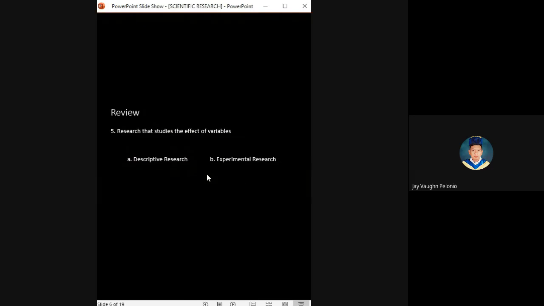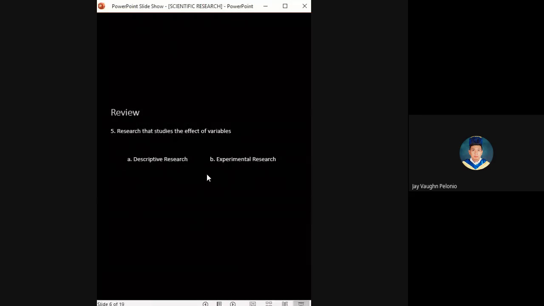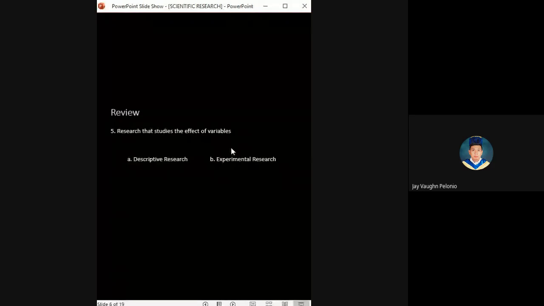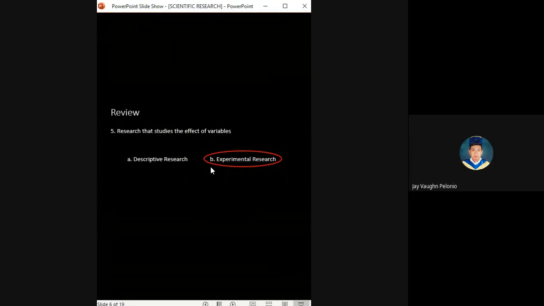The last question, research that studies the effects of variables. Example here is comparing the effect of fertilizer on plants. We have one group that we applied the fertilizer and we compare it to a control wherein we didn't apply fertilizer. The answer is experimental research. So that's it for our review.